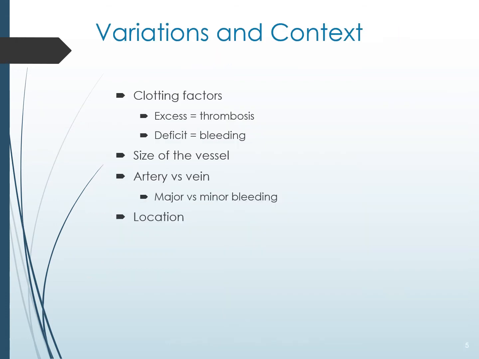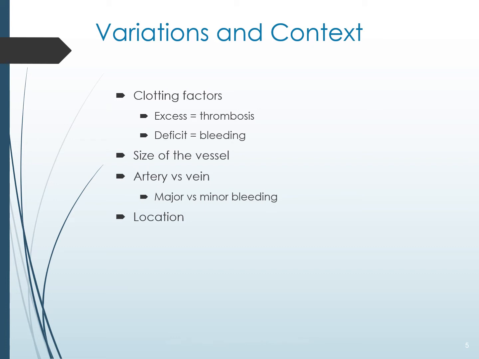Variations in context. Variations in clotting may occur in individuals across the lifespan with a wide range of impact, and they represent conditions associated with excessive clotting or conditions associated with excessive bleeding. Variations in the normal clotting process occur in relation to the presence of clotting factors, the size of the vessel affected, the type of vessel, artery or vein, and the location of the bleeding. When there is an excess of clotting factors, thrombi may form. A deficit of clotting factors may produce bleeding.